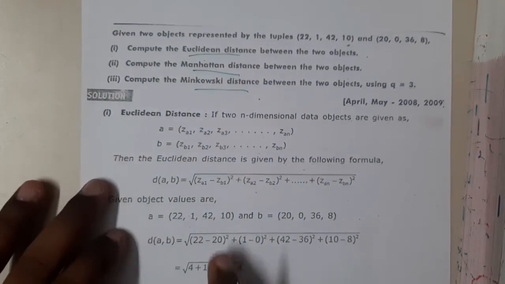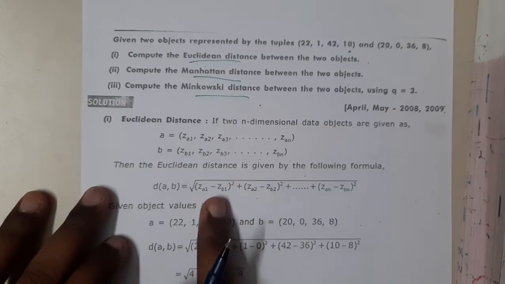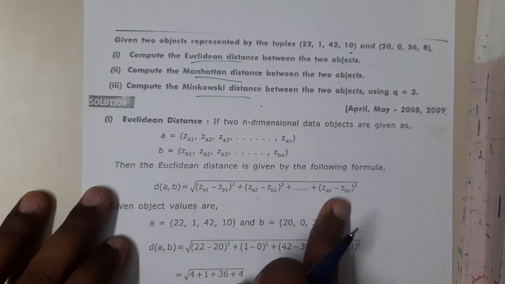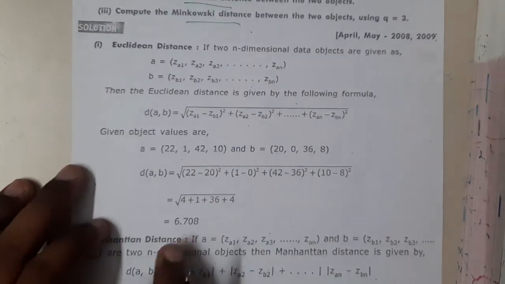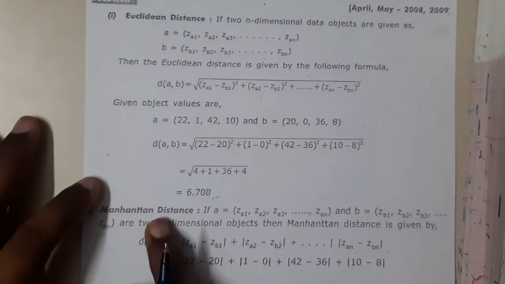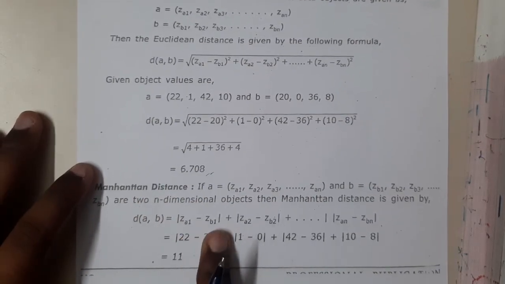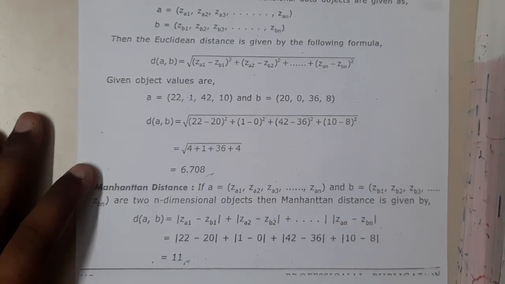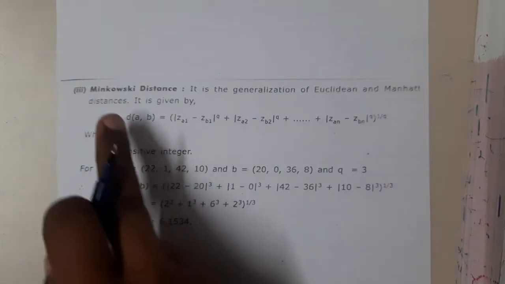Initially, the Euclidean distance is normal: a1 minus b1 whole square, and so on up to an minus bn whole square. You just substitute the values and you get the value. That's it, right? Similarly, Manhattan distance is the mod of the subtraction, right? You do that and you get 11. You can solve it, right? These are simple mathematical solutions, guys, which is why I'm not solving it on a separate paper.